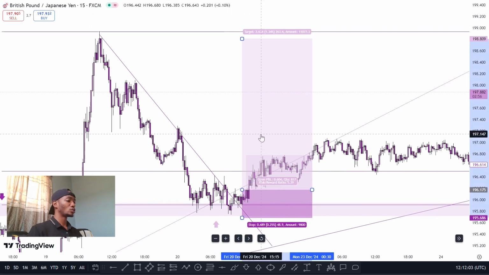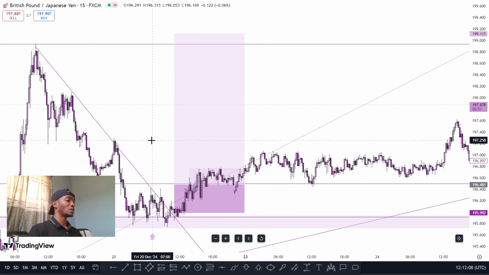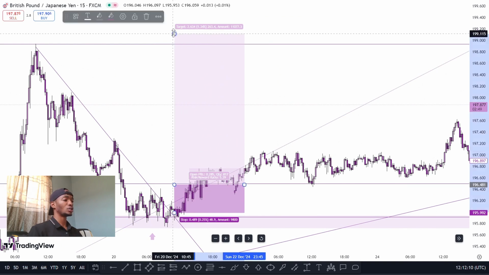I think I did about 1:4. I think my entry was around this zone. I did 1:3 or something like that. But anyways, let me just show you the trade.